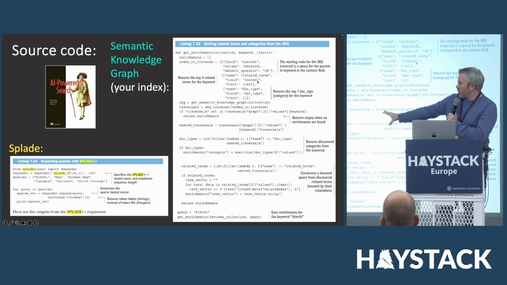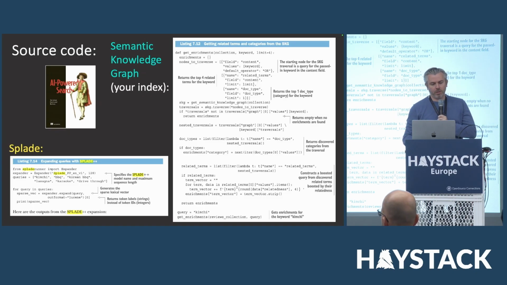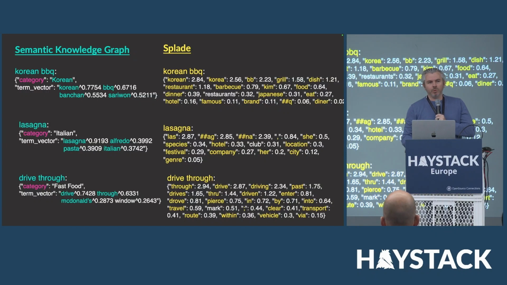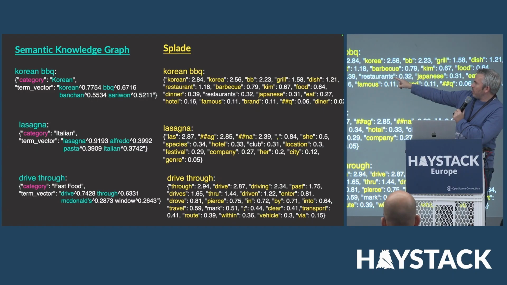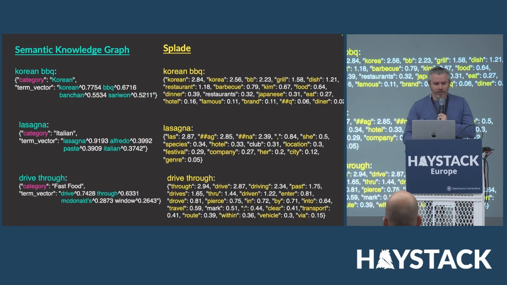Okay, let's look. Here's the code, by the way. Here I'm generating the Splade embeddings, and here's the code for the semantic knowledge graph embeddings. It's all from the book. But here's some examples to show you the difference between using a model perfectly fine-tuned to my data, i.e. directly using my inverted index, versus using Splade out of the box. Korean barbecue, category Korean, term vector, Korean barbecue, banchan, sarawan. Korean barbecue for Splade: Korea, BB, grill, dish, restaurant, Kim, food, dinner, Japanese, eat, hotel. No, not looking good.